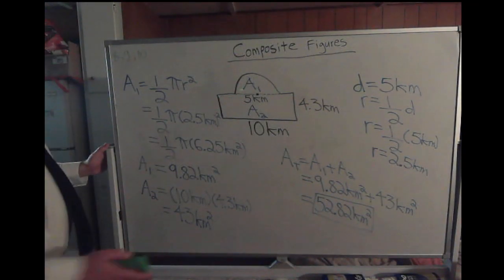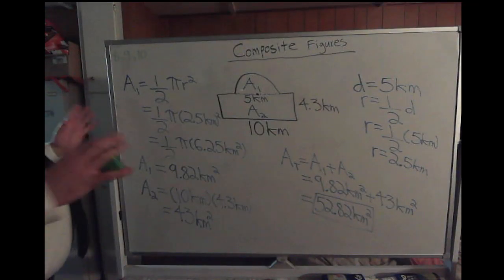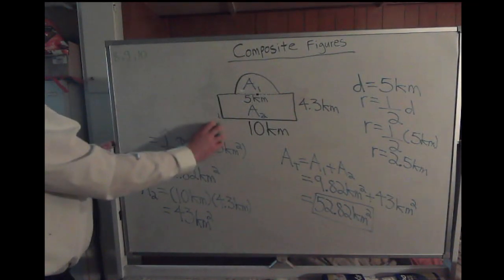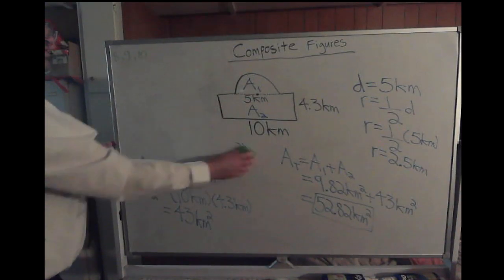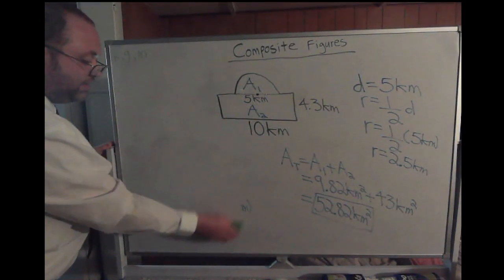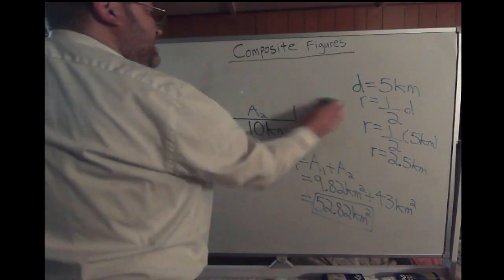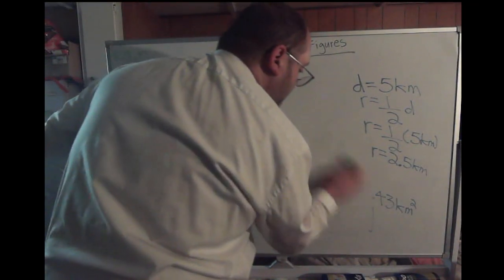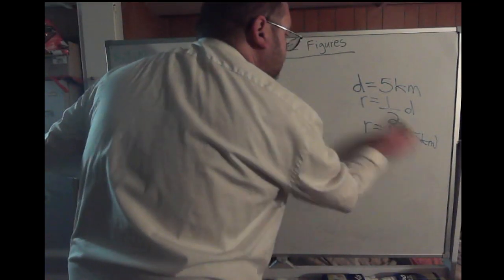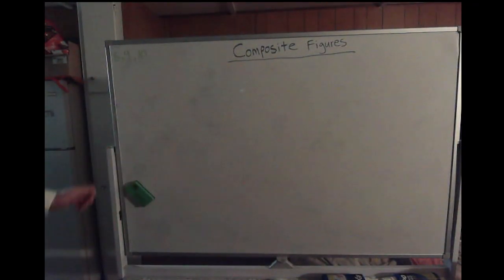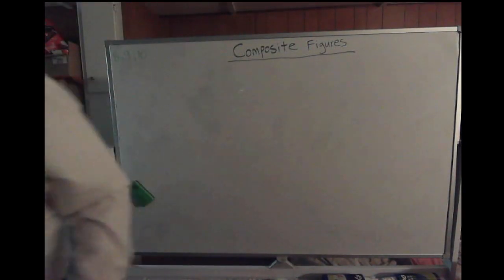Again, composite figures can get very interesting very fast because they're a mix of shapes. They're not normal shapes. So that's how we get all kinds of stuff. Alright, I got two more examples here, then we're through.